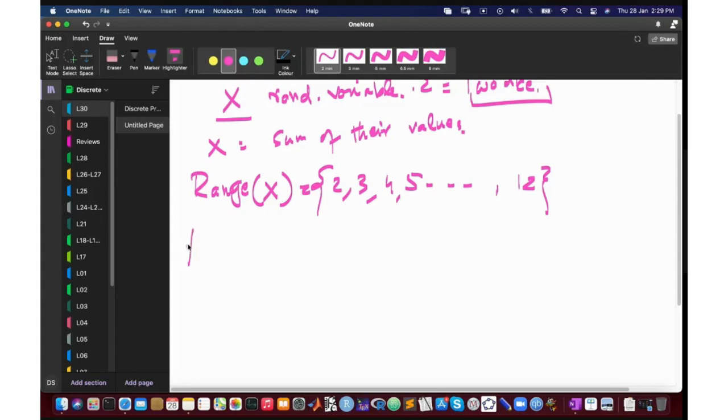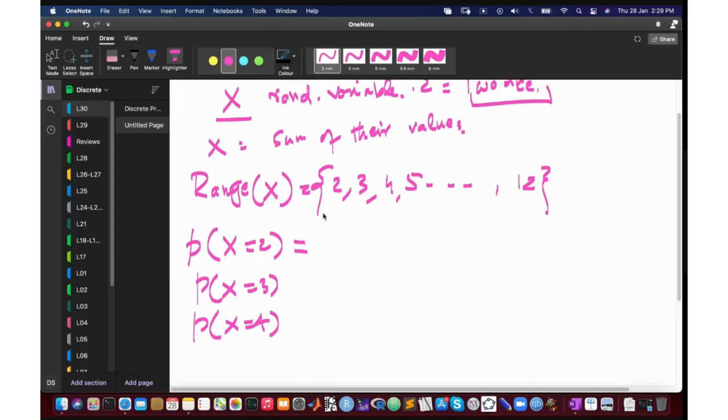So there would be a probability that X is equal to 2, a probability that X is equal to 3, a probability that X is equal to 4, and so on. What's the probability that X is equal to 2? 1 over 36. Are you sure? Why is it 1 over 36? 1 over 6 multiplied by 1 over 6. Yes.